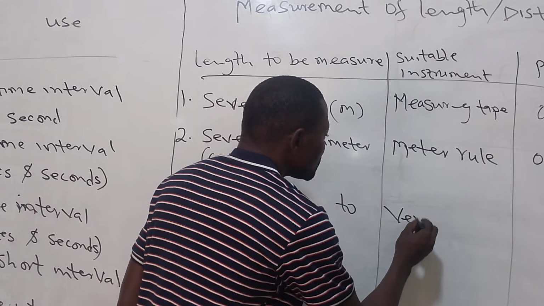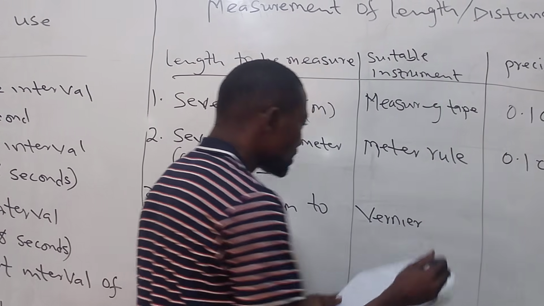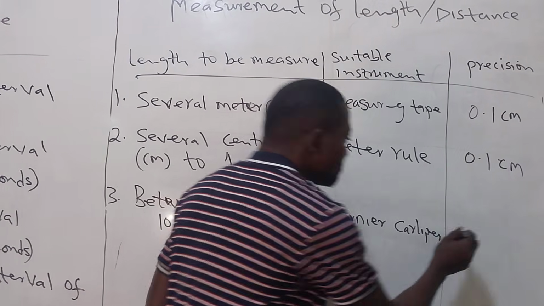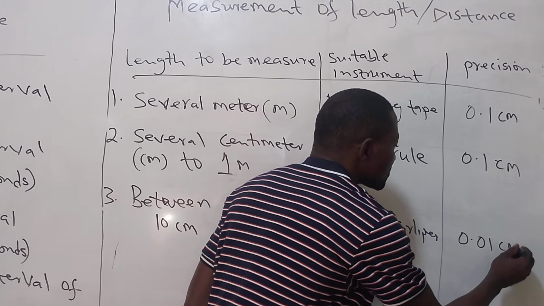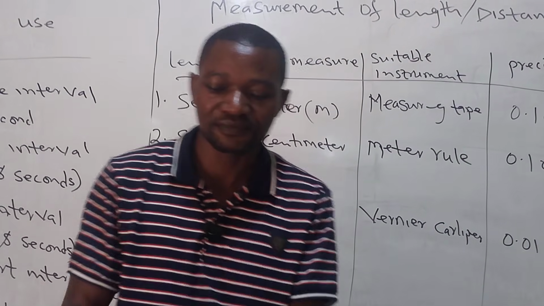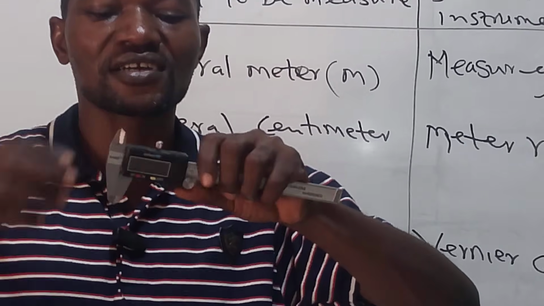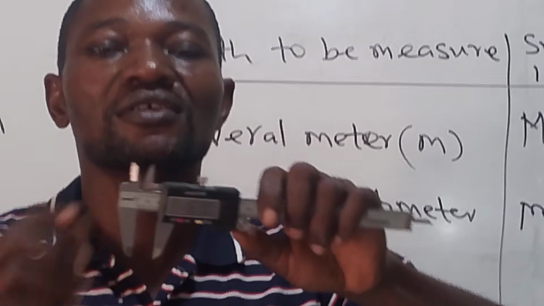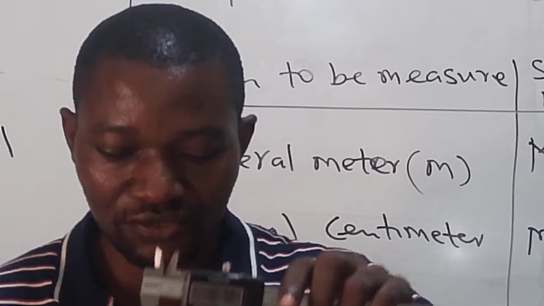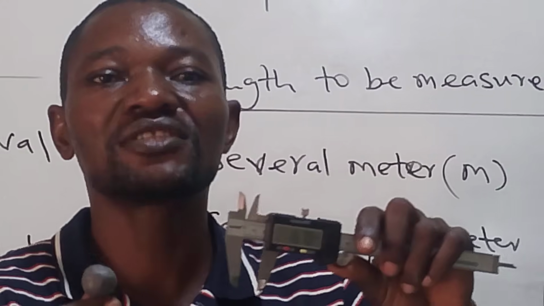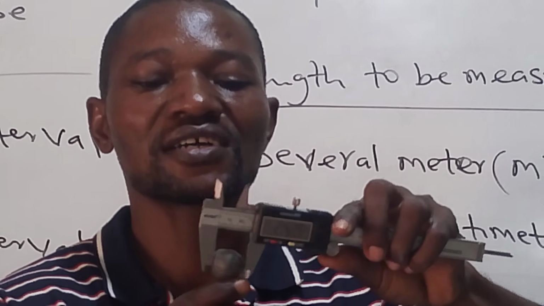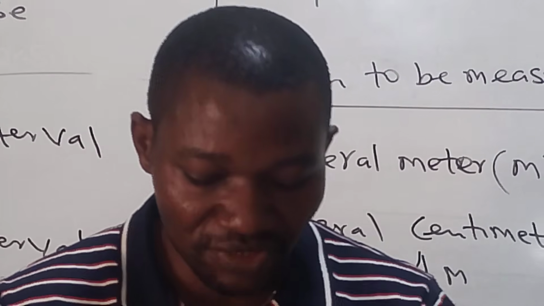The instrument that one can use is vernier caliper. Vernier caliper, and the precision is 0.01 centimeter. Have you seen vernier caliper before? Let me show us. This is a vernier caliper. It has both outside and inside caliper. For instance, you want to measure, let's say, diameter of this pendulum bulb. Through the use of this vernier caliper, we can take the measurement.